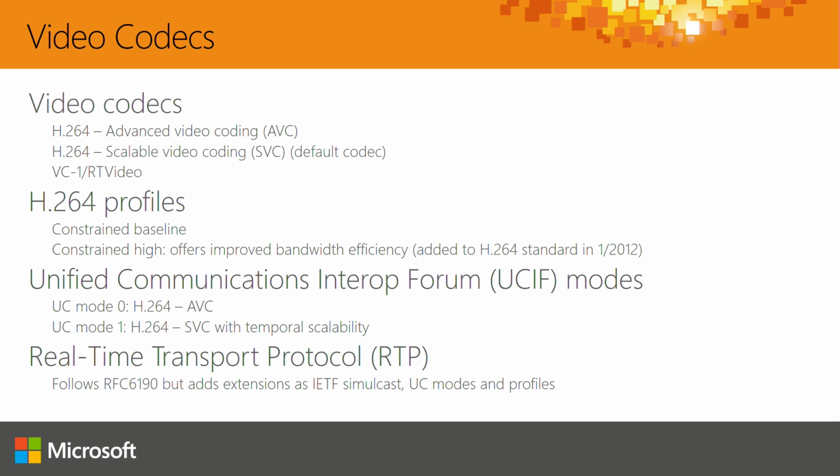For example, we do integrate with Polycom natively. Why? Because they have implemented UC Mode 1 as a codec. We can actually talk directly with them. We cannot talk directly with Cisco endpoints. And probably one of the reasons, apart from all the signaling and all the elements, is that they do not support SVC UC Mode 1. I'll let the Cisco guys comment on this. Keep me honest.